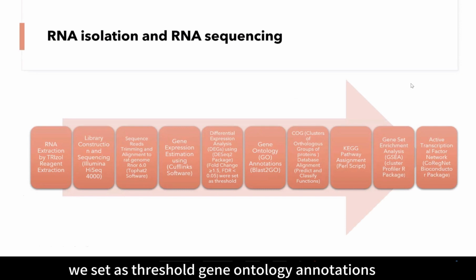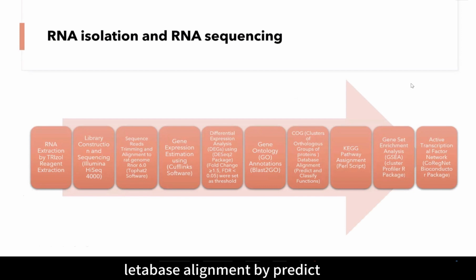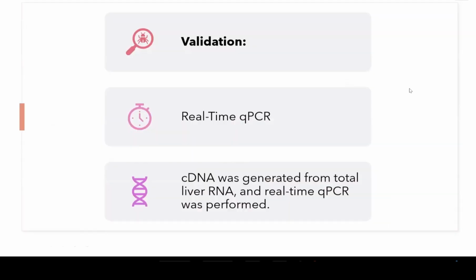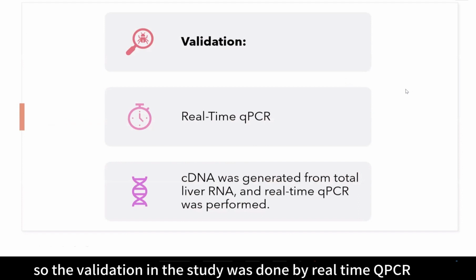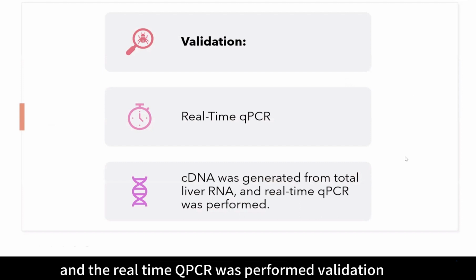Gene ontology annotations using Blast2GO, COG, clusters of orthologous groups of proteins database alignment to predict and classify functions, KEGG pathway assignment using a Perl script, gene set enrichment analysis, GSEA, clusterProfiler R package, and active transcriptional factor network using the CoRegNet Bioconductor package. The validation in the study was done by real-time qPCR. cDNA was generated from total liver RNA and the real-time qPCR was performed.